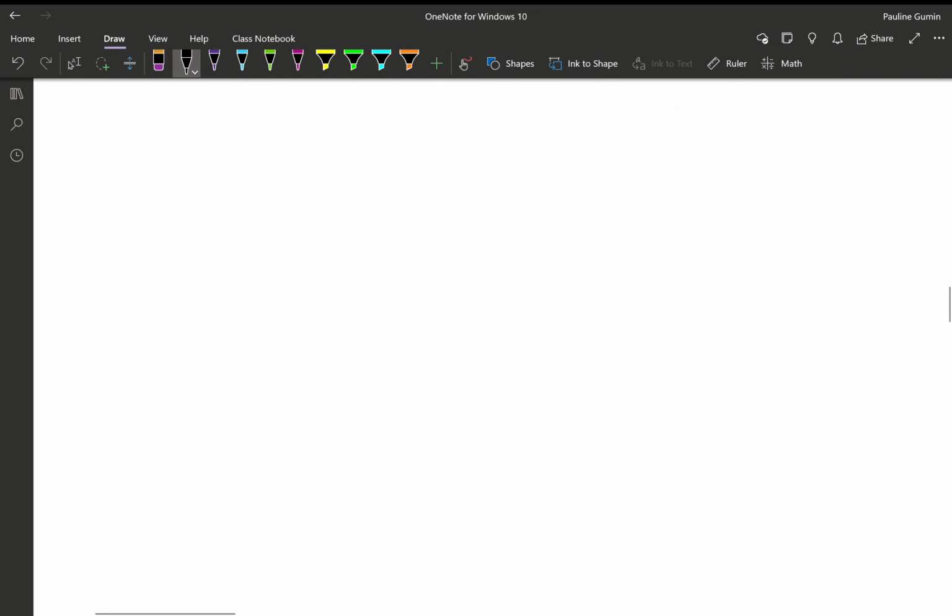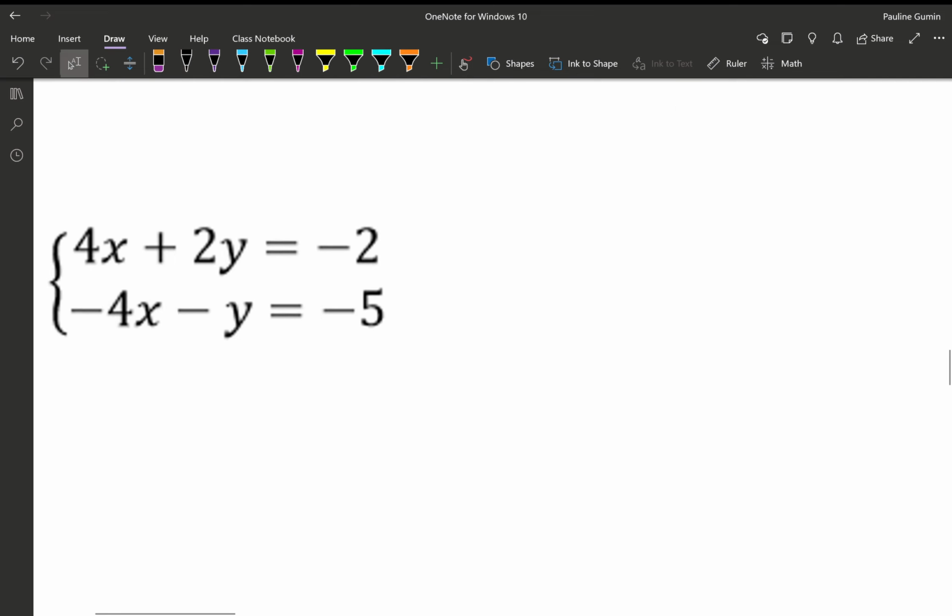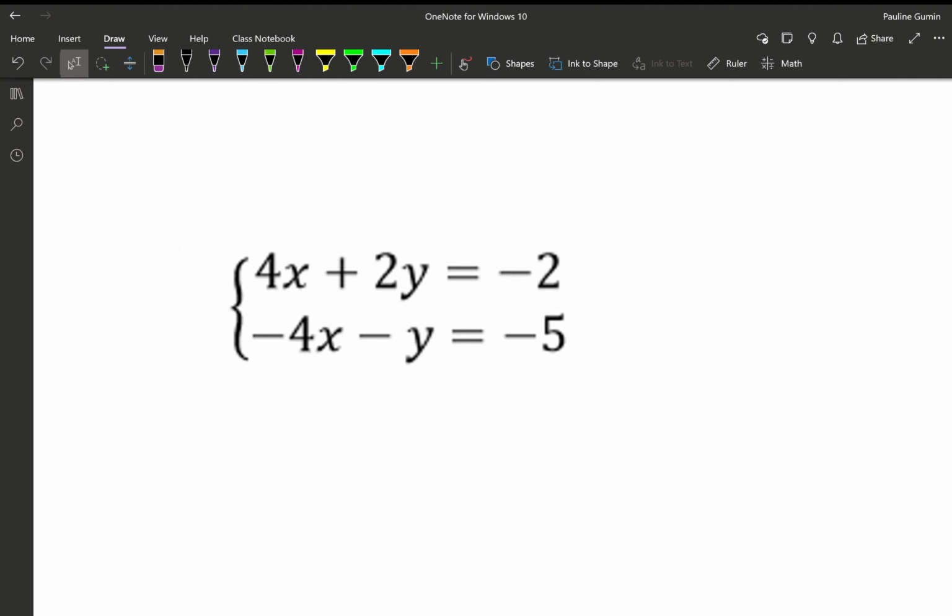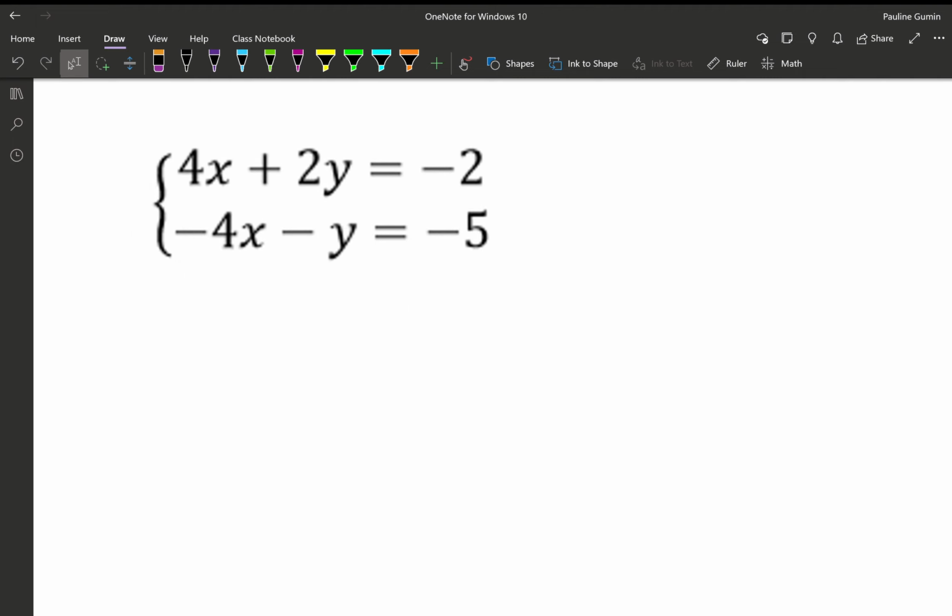Onwards we go. Okay. Do you notice any opposites in this problem? Check it out. Hopefully you see it. My hope is that you see that the x's are opposites. Positive 4x, negative 4x. Let's go ahead and add them. Our x's will cancel.